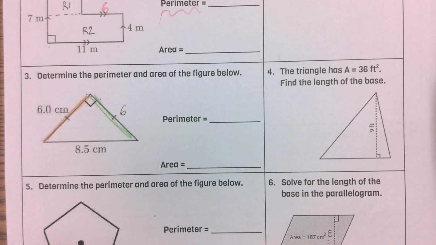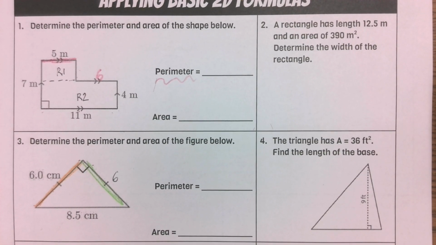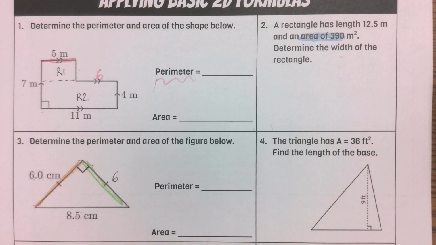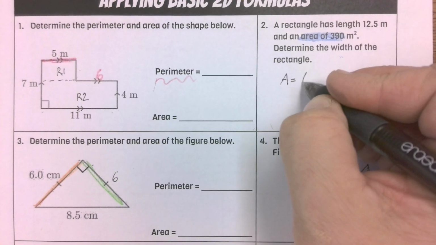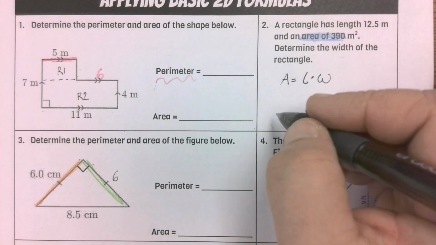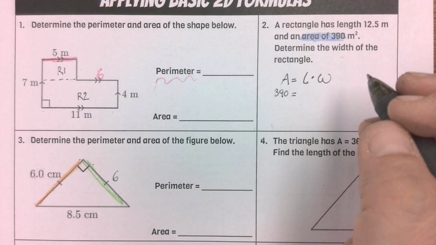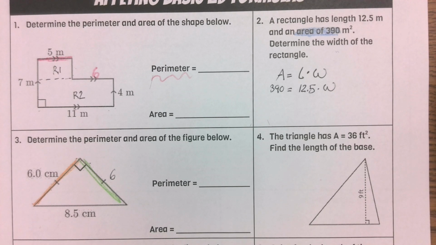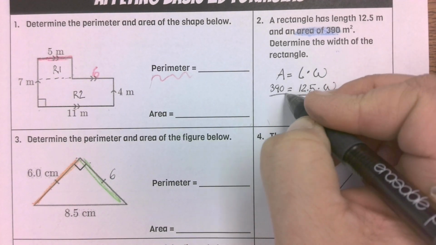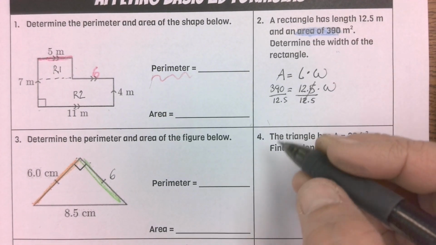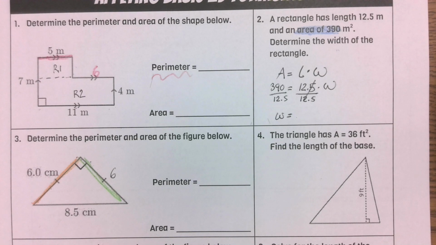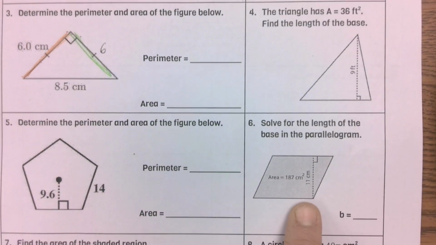Okay. Let's take a look also at how to solve for a missing length. So here it's giving you the area. It says a rectangle has a length of 12.5 meters, and it's giving you an area of 390. You have to determine the width. So I'm going to use the formula of a rectangle. I know that area is equal to length times width. Now I'm going to fill in the numbers I have. I have an area of 390, which is going to be equal to the length of 12.5 times my width, which I don't know. Now I'm going to solve for W. I do that by dividing by 12.5 on both sides. Okay, that cancels out, and whatever I get, W is equal to my answer, which would end up being my width. Okay? You're going to do that for this form, for 4 and 6 as well.